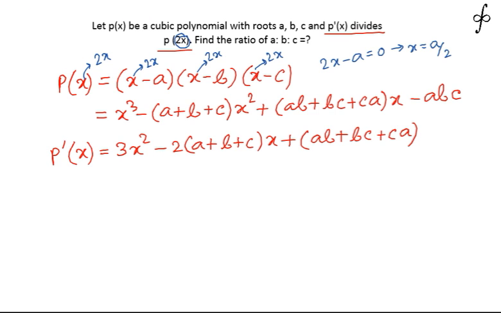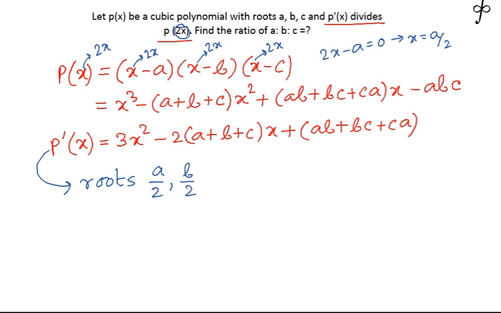So since P'(x) is dividing P(2x), we can definitely say that P'(x) is a factor of P(2x). So the roots of P'(x) must be roots of P(2x). Now as P(2x) has the roots a by 2, b by 2 and c by 2, two of these three roots, that is a by 2, b by 2 or c by 2, must be the roots of P'(x) also. So P'(x) must have the roots a by 2 and b by 2, because it is dividing P(2x), which has the roots a by 2, b by 2, c by 2. So two of the three roots have to match with P'(x).